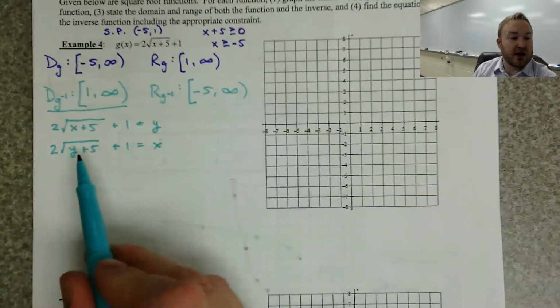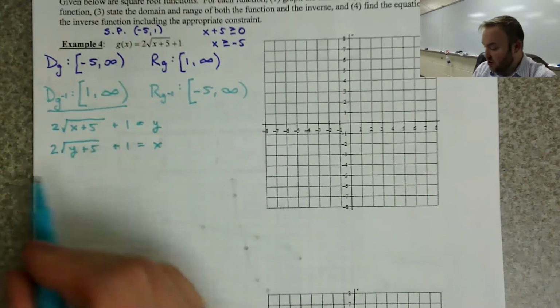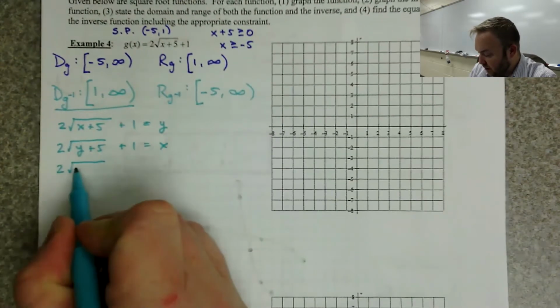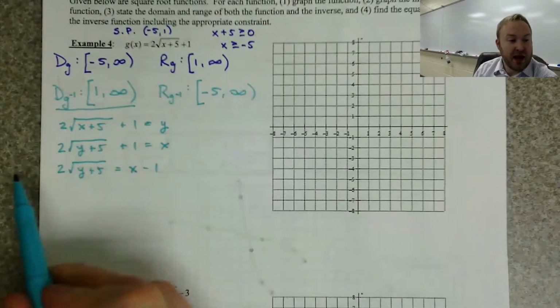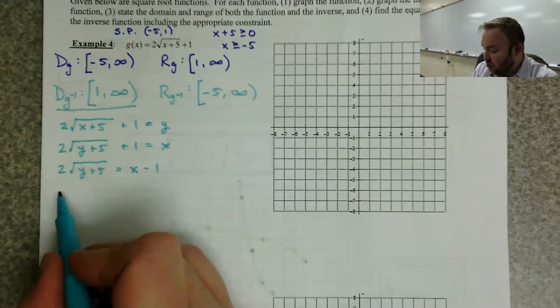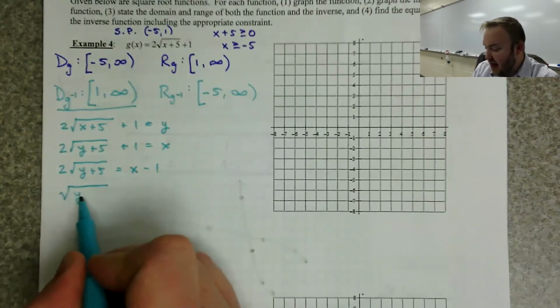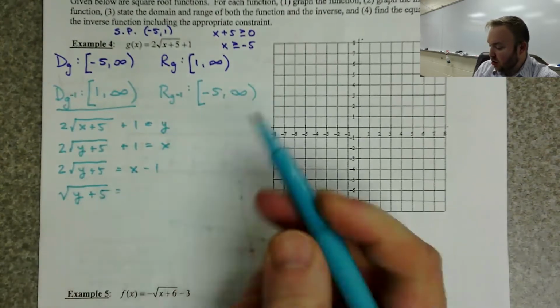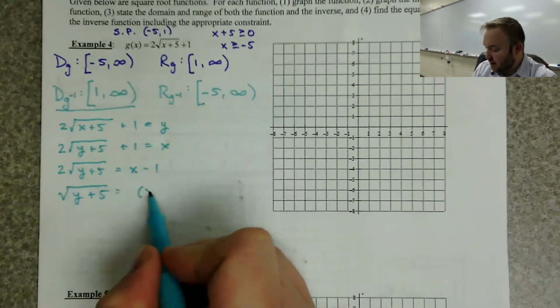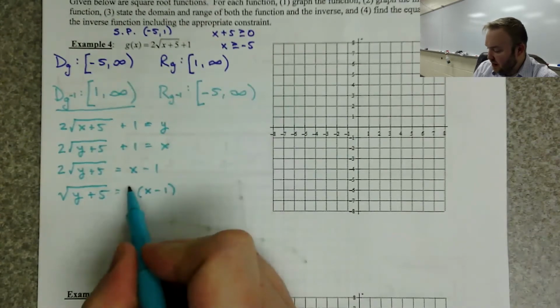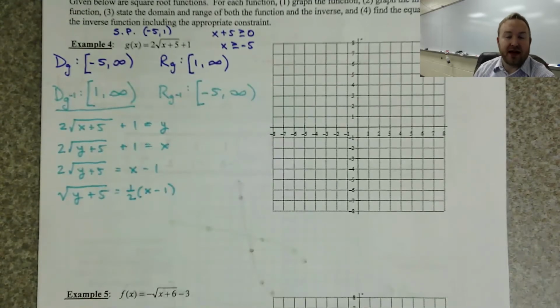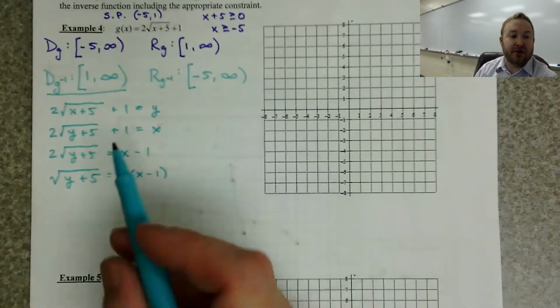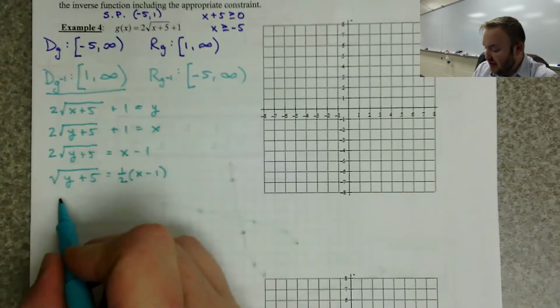And now I'm just going to resolve this for y. So I'm going to subtract 1, and 2 square root of y plus 5 equals x minus 1. Now I'm going to divide by 2, and there's lots of ways I could do that, and all those ways are correct. But here's how I'm going to do it. I'm going to take that x minus 1 and I'm going to multiply it by a half. You'll see why I do that here in the next step, where I square both sides.